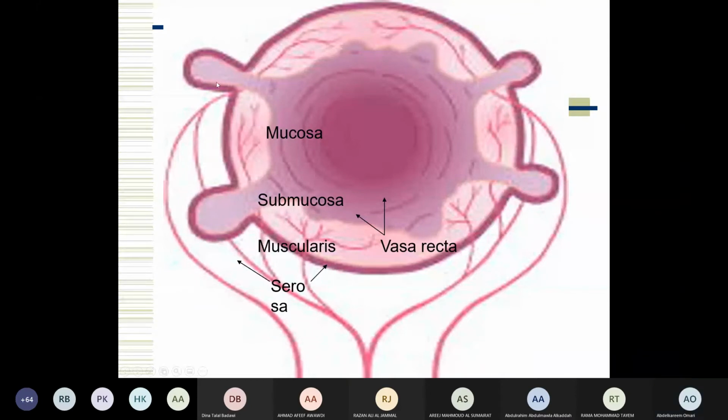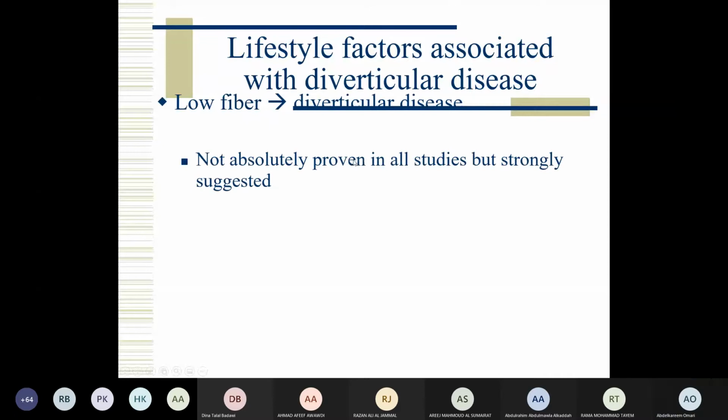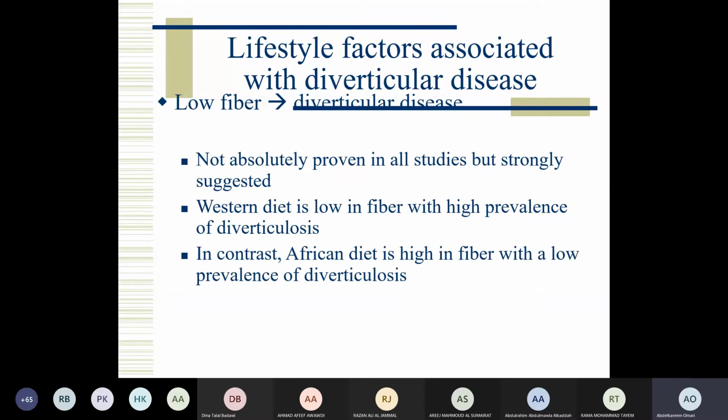Right. Now, lifestyle associated with this disease: low fiber diet. Although it is not absolutely proven in all the studies, it is strongly suggested that the colon becomes inert all the time. It cannot contract to expel the feces due to long-standing constipation. Western diet is low in fiber with high prevalence of diverticulosis. In contrast, African diet is high in fiber with a low prevalence of diverticulosis. Just to remind you of this.